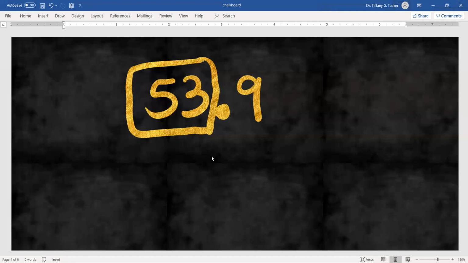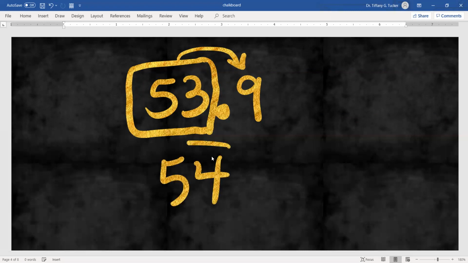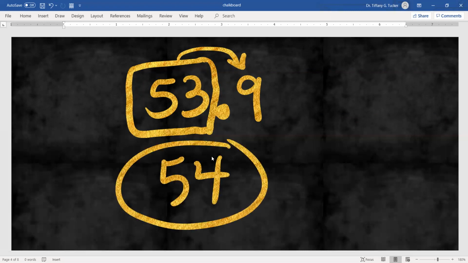So I'm going to look at my whole number, which is 53. I'm going to look at my neighbor for advice. My neighbor's telling me I need to bump that 53 up because it's 5 or more, let it soar. So that 53 will become a 54 and you are done. 54 would be 53.9 rounded to the nearest whole.